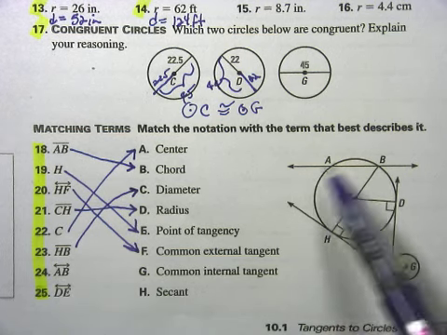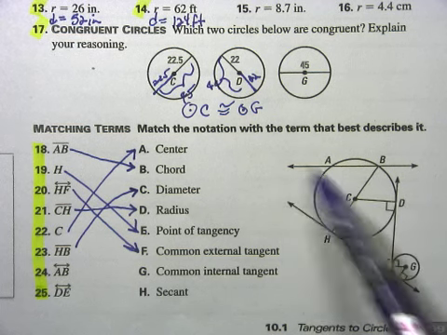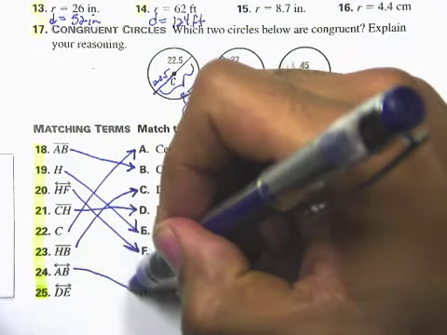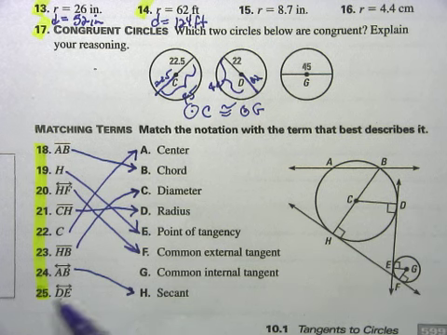Number 24, again, notice the double arrows. So I am making reference to line AB. And here we have line AB. Notice how line AB is going through the circle, the whole line. So that is a secant line, which is letter H.